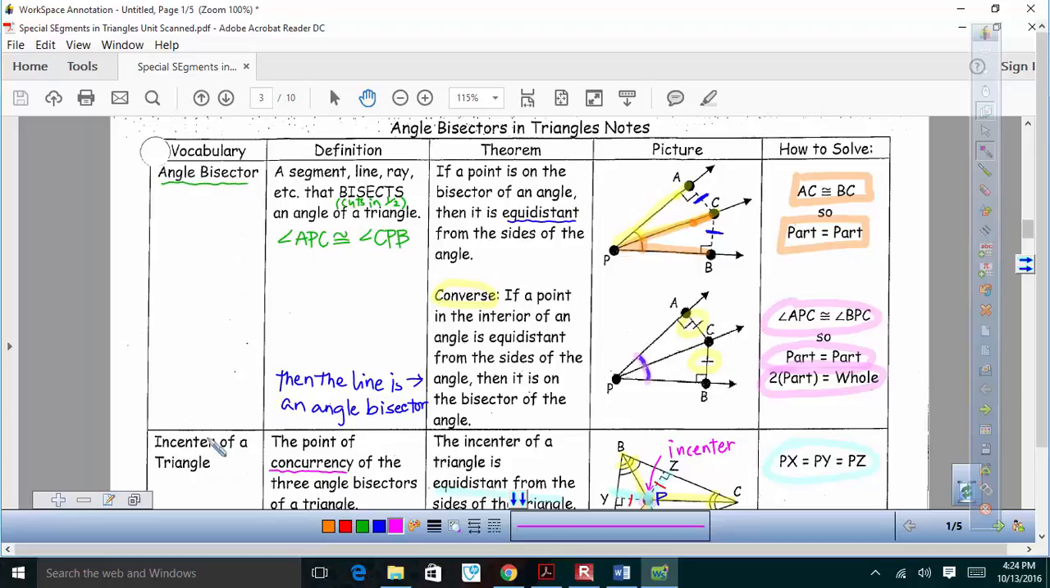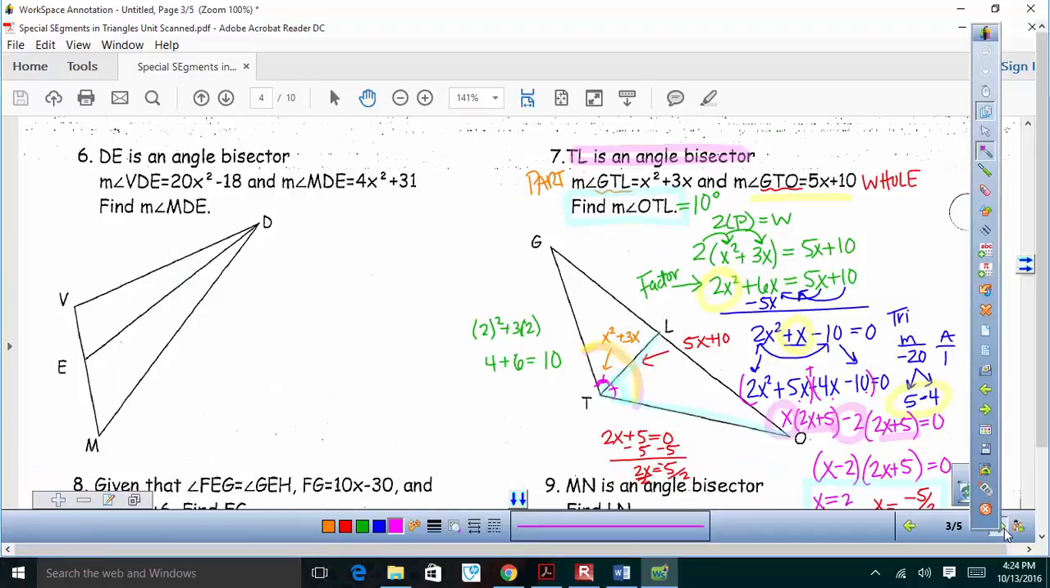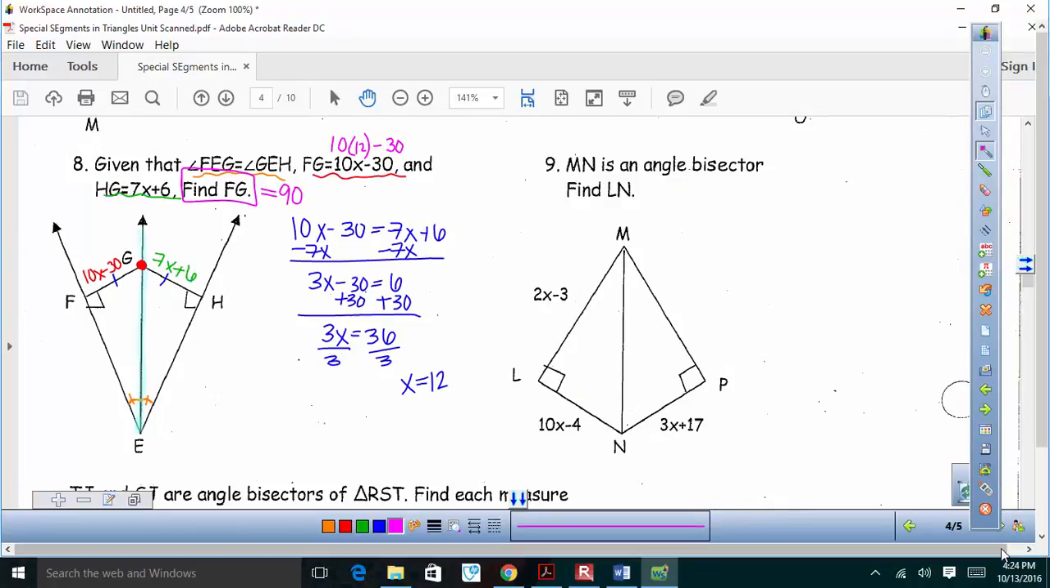We're going to learn about a lot of centers in the triangles, and so it would be easiest if we made note cards to remember which one goes with what.